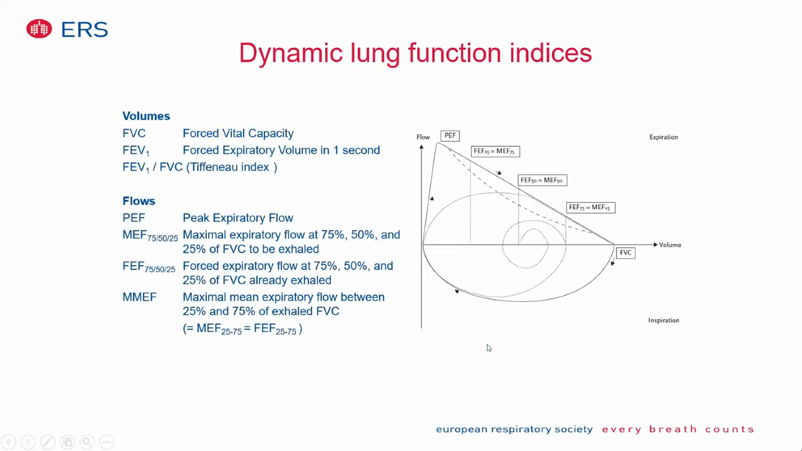So when you combine these two curves that we have seen now, you can have all these volumes and flows that can be seen. An index that's used quite often is the Tiffeneau index, which is a good index for indication of an obstruction of the airway. You can also look at the mid values of your flows at 75, 25%, and you have these maximal mid-expiratory flows.